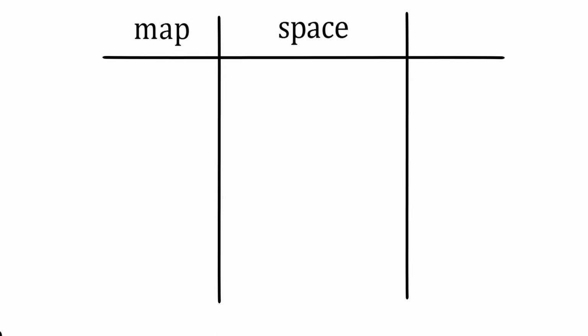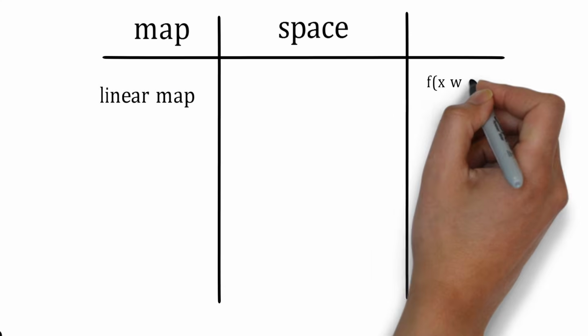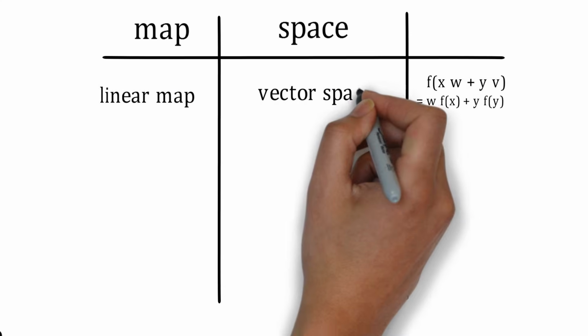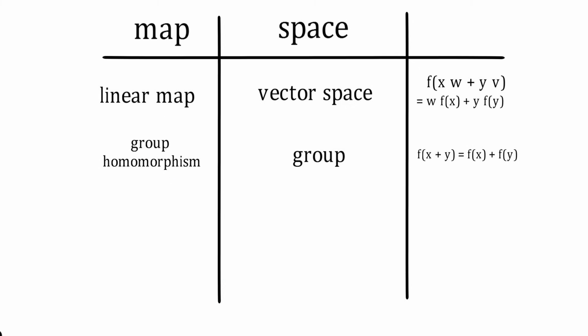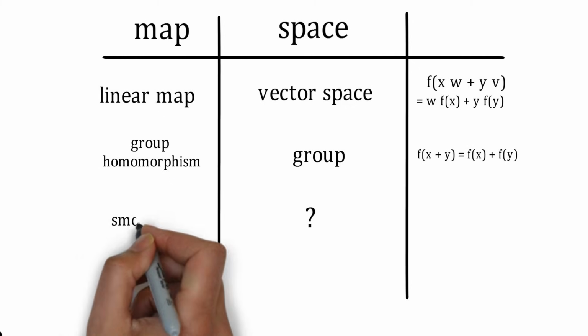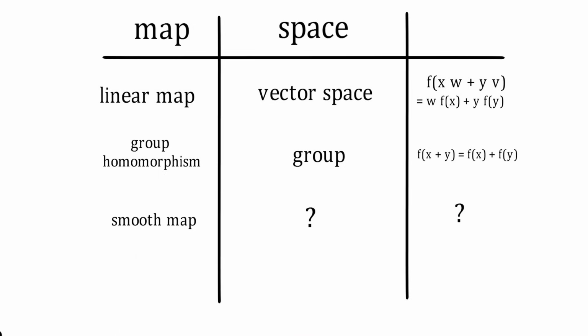In mathematics, maps and spaces are bound together tightly. For example, a linear map preserves the linear structure of a vector space, or a group homomorphism preserves the group structure. What could this mean in our case? Which kind of structure do the Earth or other objects need for smooth maps to be defined in between them?